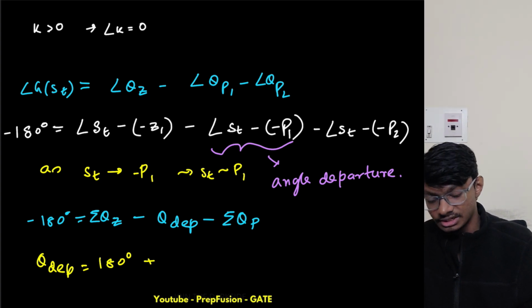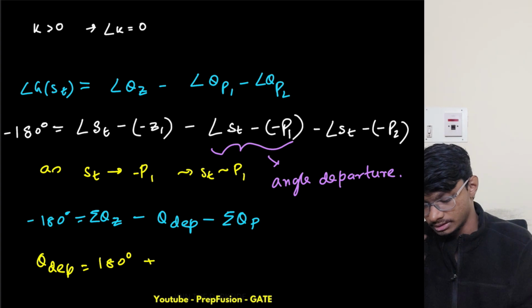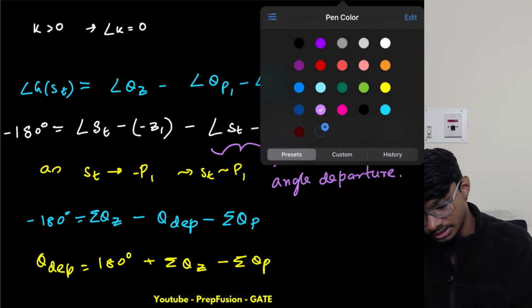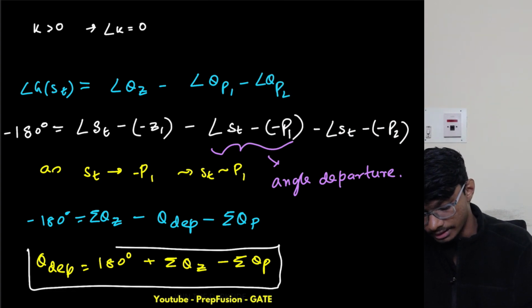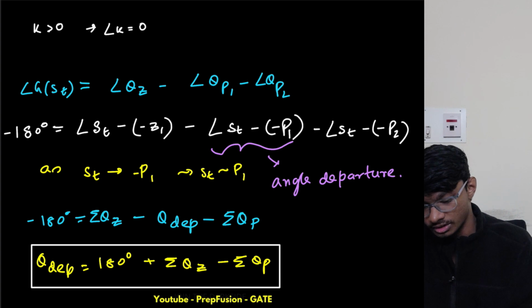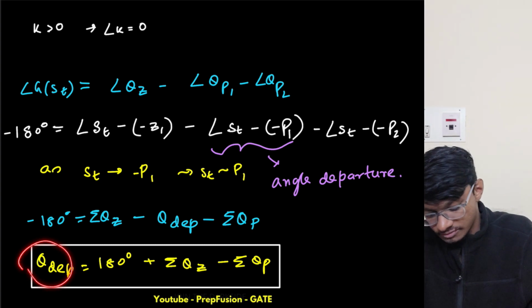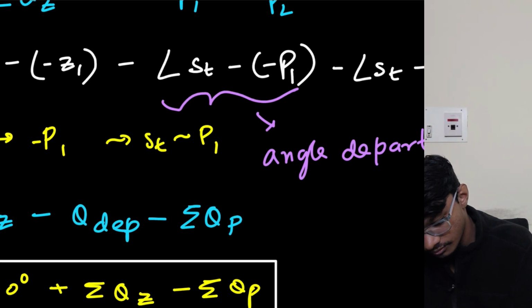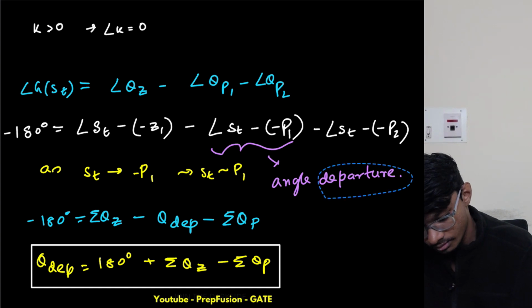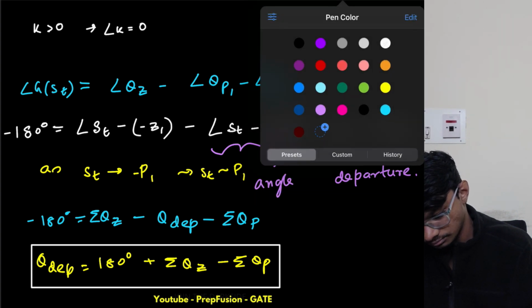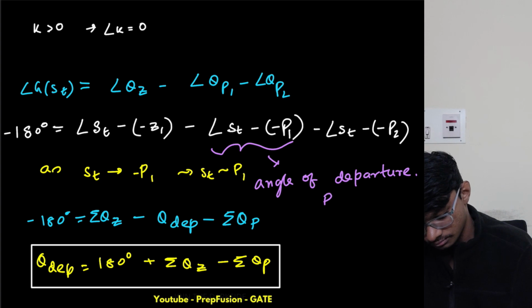So now I will take the theta departure to the left hand side, and this minus 180 to here, right? So this becomes plus 180 plus summation of theta z, okay, and minus summation of theta p. So this is the thing that was written at the first slide basically, okay? And we derived it, okay? Obviously the summation you won't understand because we only had one pole and one zero. If I had multiple poles and zeros, then you would understand. Now I found out a theta departure for p1, so I should write here angle of departure for p1, right? Angle of departure for p1.